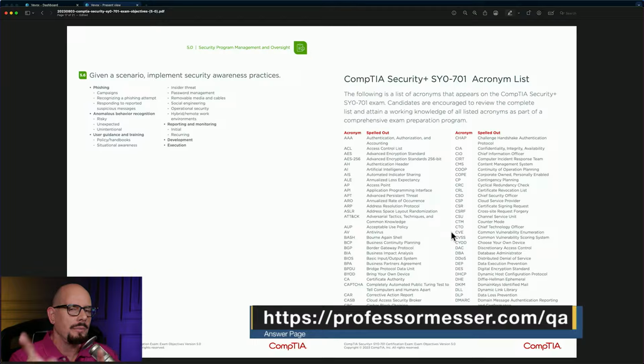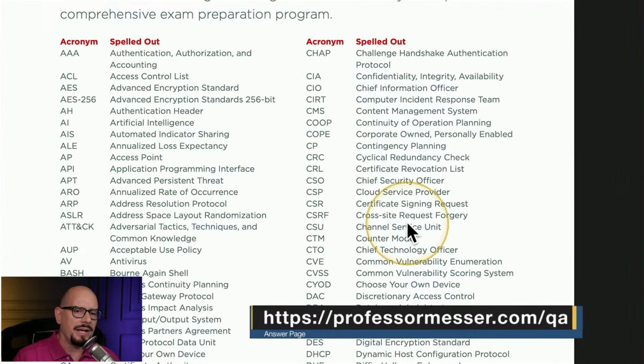One thing I will tell you about this list, though, is do not use this as a simple flashcard effort. For example, do not make a flashcard that just says CIO stands for Chief Information Officer.